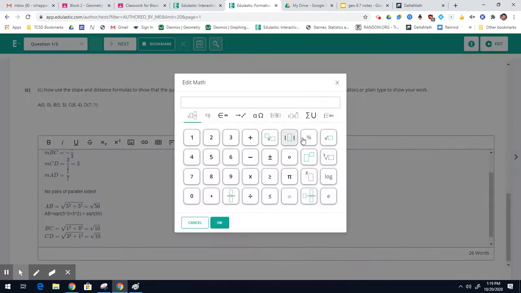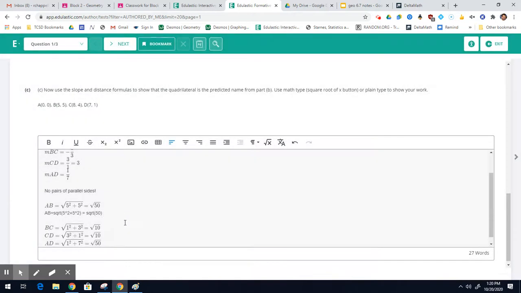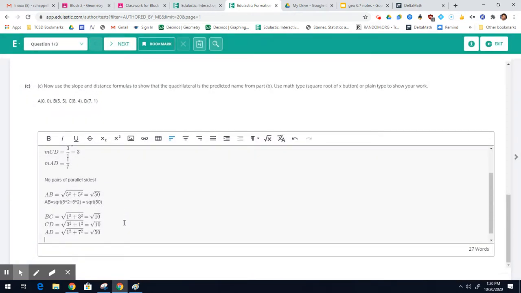So AD equals the square root of, and it's 1 and 7. So I have 1 squared plus 7 squared. Notice when I do the squared, if I don't press the right arrow, it just keeps going up at the top. You don't want that to happen, right? So press to the right once, plus 7 squared. 1 squared plus 7 squared is 50. So that is also the square root of 50. It does not simplify. And there we go.